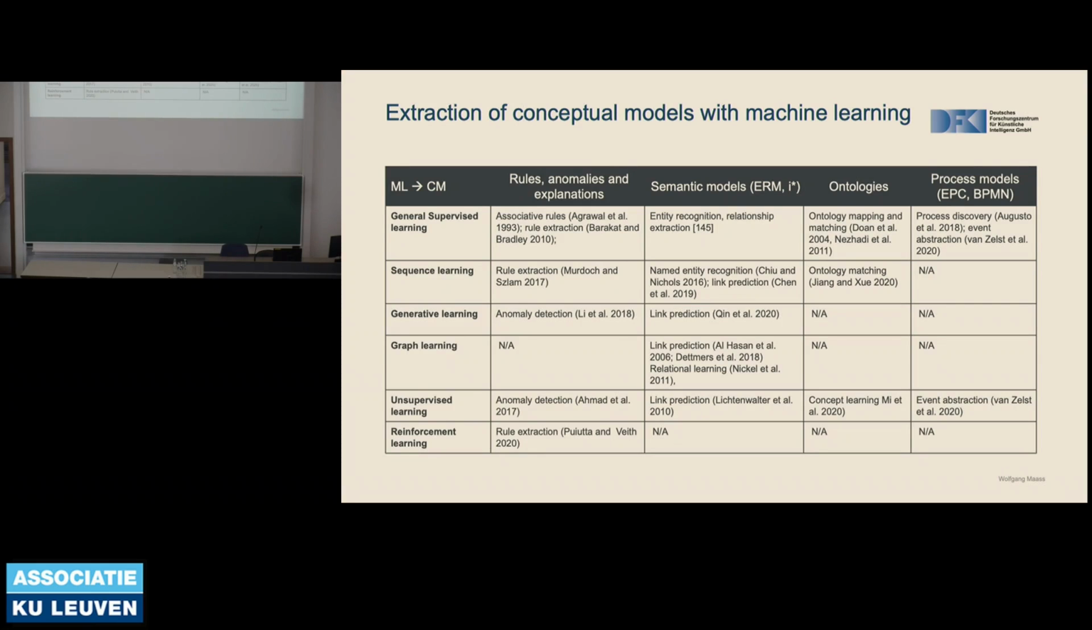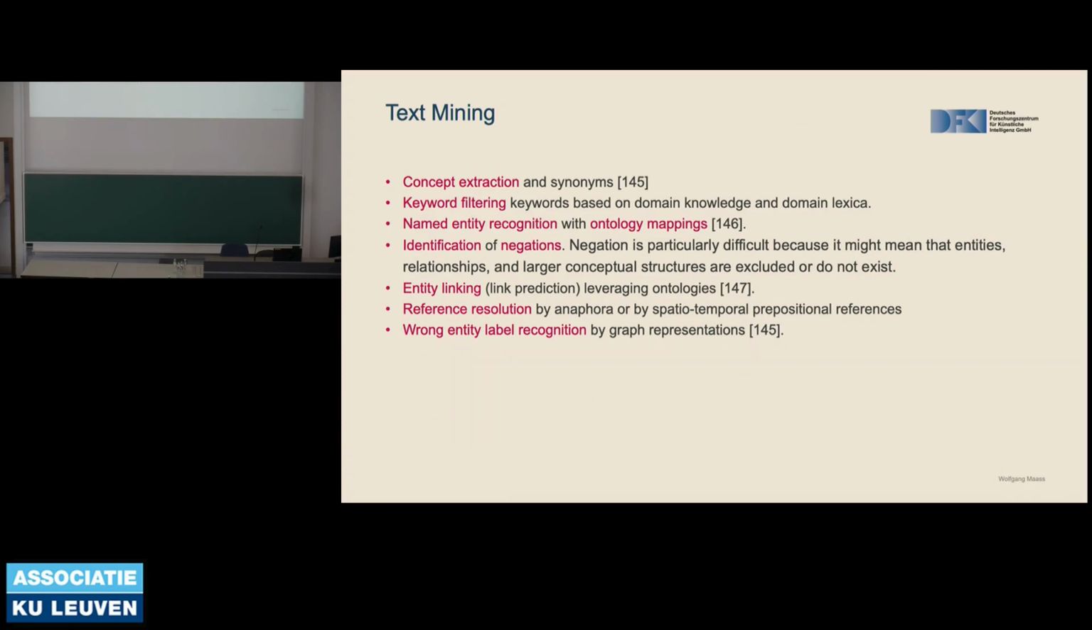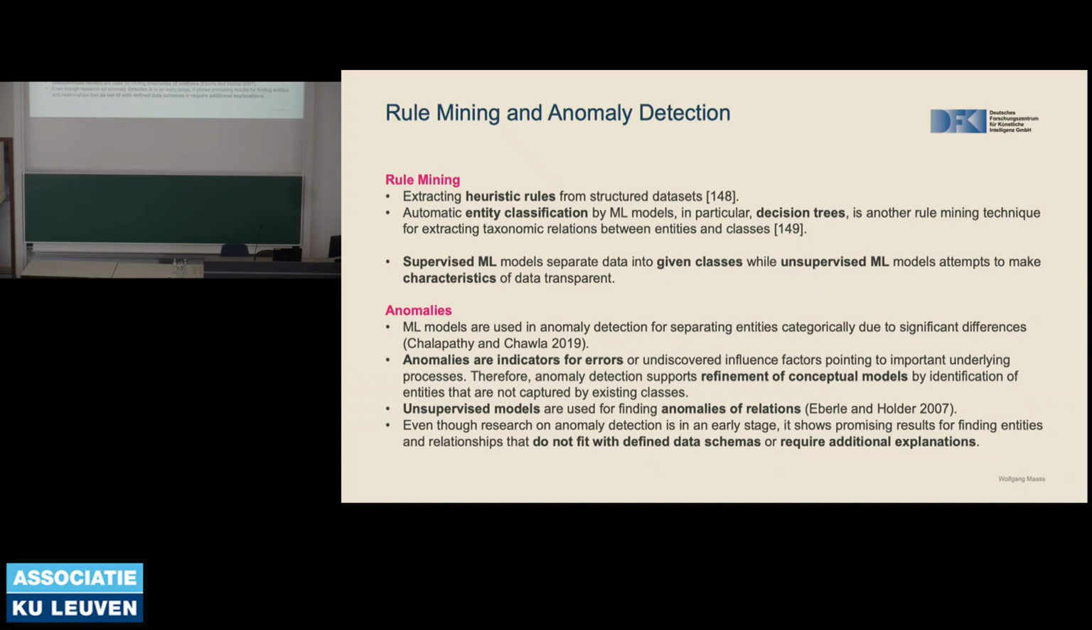The other direction, from machine learning to conceptual modeling: there are very many models that we could leverage in all regards, and this market of models that we could leverage is exploding, actually. So we have general supervised learning, sequence learning, generative learning, graph learning, unsupervised learning for exploratory kind of investigation, and reinforcement learning at a very early stage. But everything that is related to unsupervised learning is quite developed. Then we have a lot of techniques from text mining that we already leverage in our community. Rule mining, anomaly detection also. I don't have the time to go into all the details, but please contact me if you need information about that, that I could potentially answer.